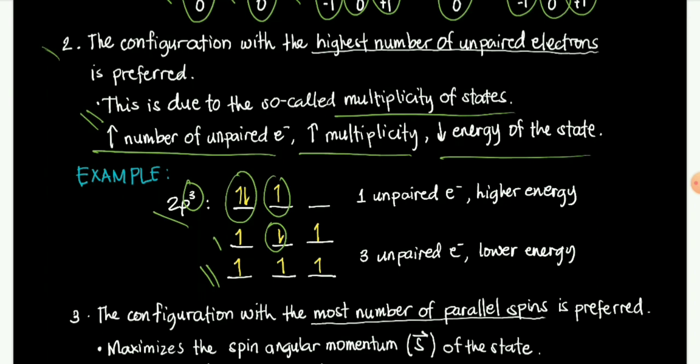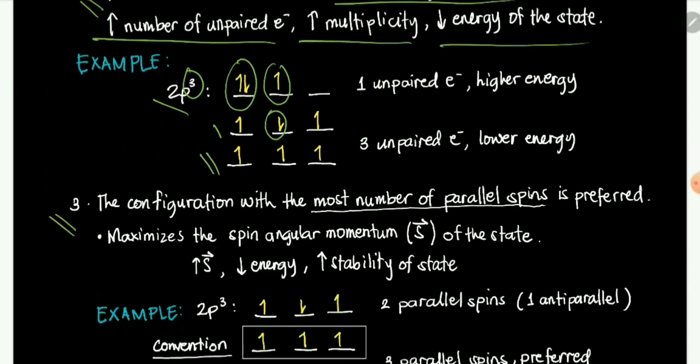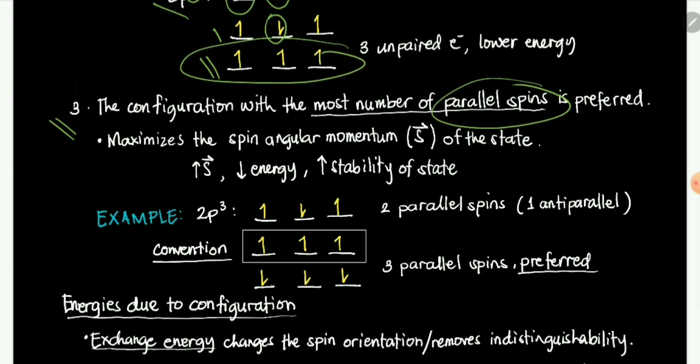So, then we have rule number 3. So, sa rule number 3, the configuration with the most number of parallel spins is preferred. So, ibig sabihin, ito yung preferred. Okay? So, for example, in this orbital, makikita nyo na ito yung pinakamarami yung parallel spins. Okay? So, dito, meron tayong isang antiparallel. So, yung dalawa lang yung parallel with each other. So, dito, lahat ng spins ay parallel.